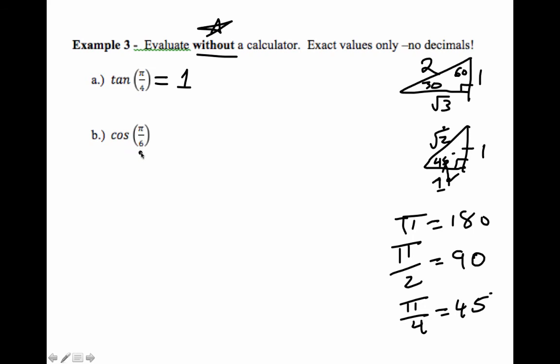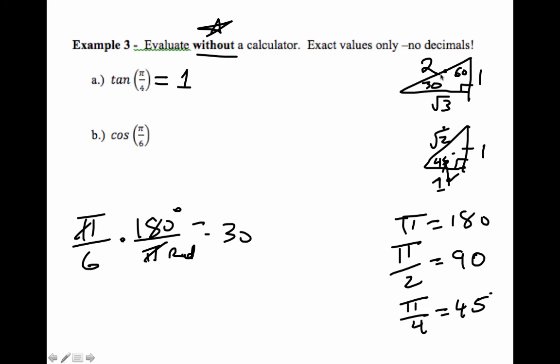Next, cosine of pi over 6. I don't remember. Well, how do we do that? I'm in radians, and I need to get rid of radians and end in degrees. So really I'm doing 180 divided by 6, which is 30. I'm doing cosine of 30.